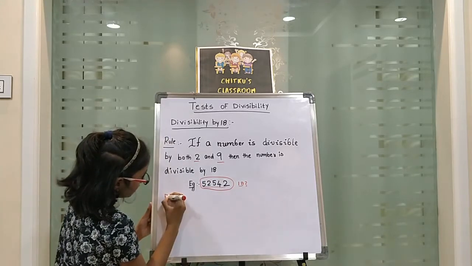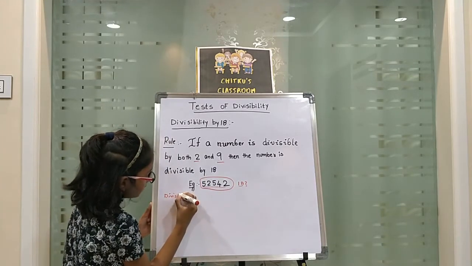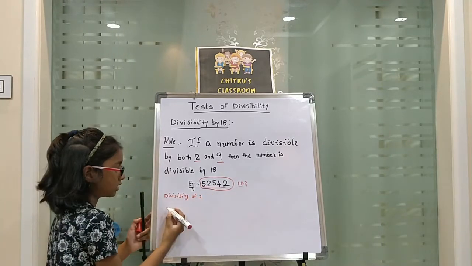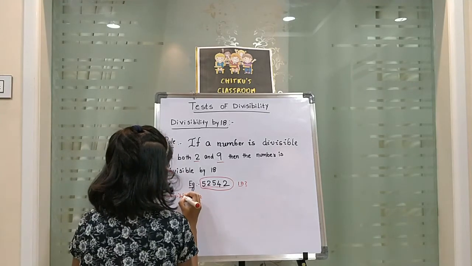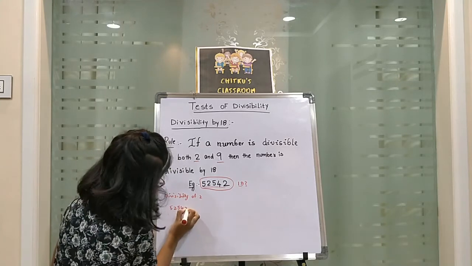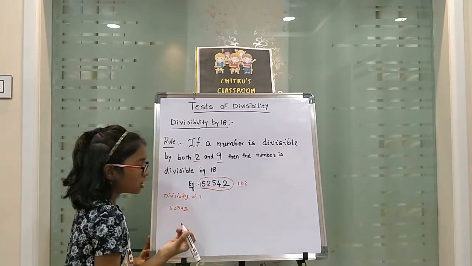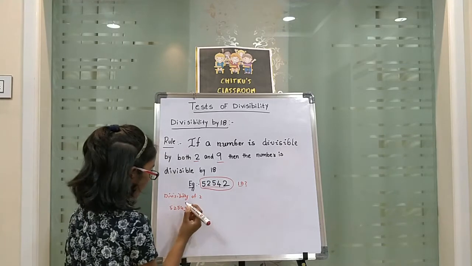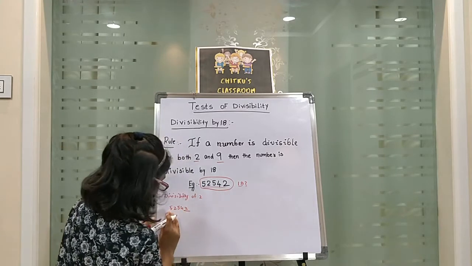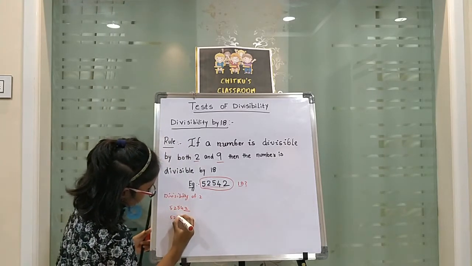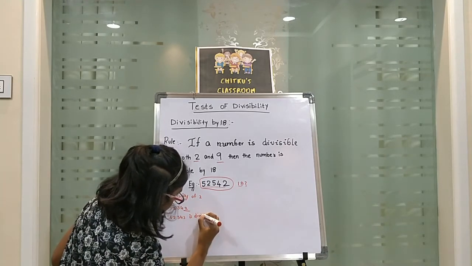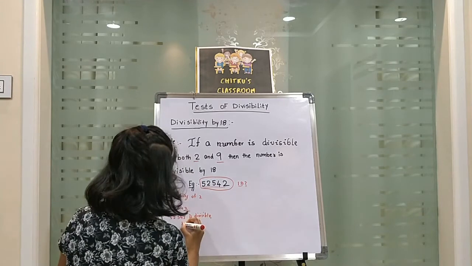Okay. So first, the divisibility test of 2 first. Okay. So 52,542. So the last number is 2. So 2 is an even number. So that means it's divisible by 2. So 52,542 is divisible by 2.